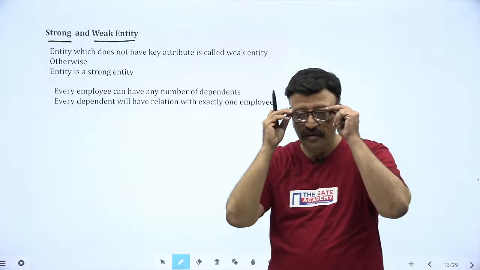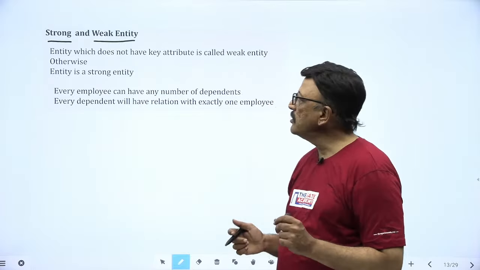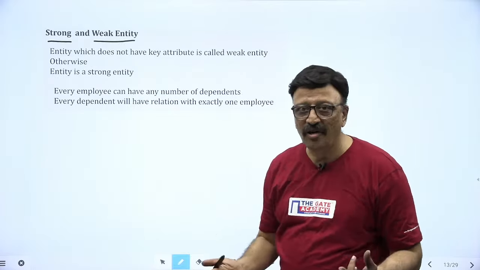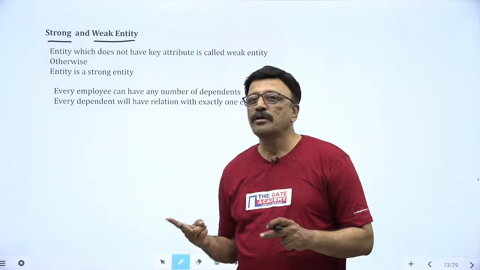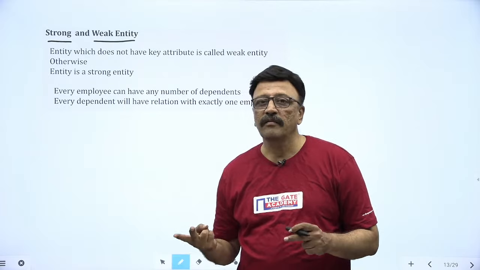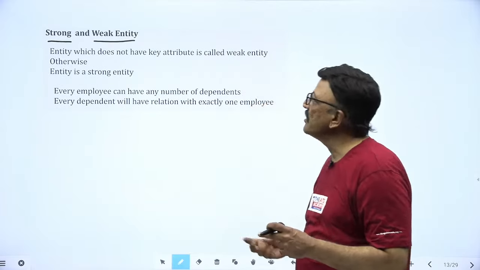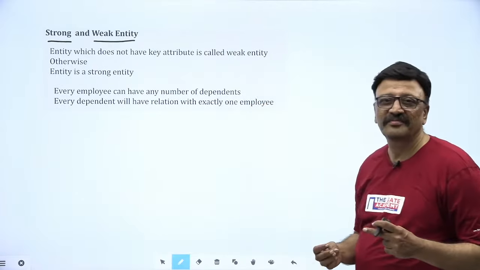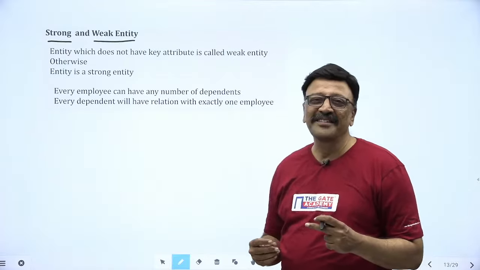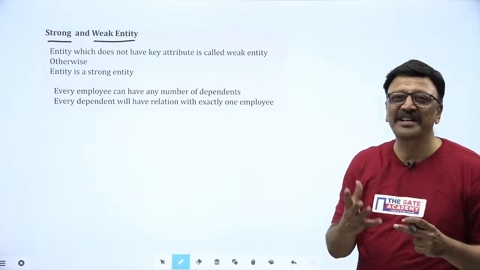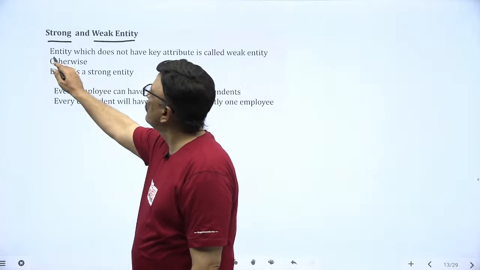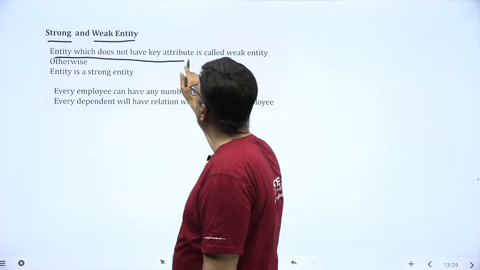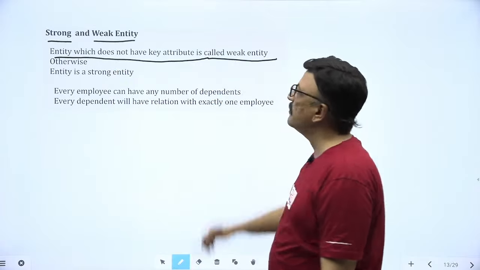Let's check. I'm talking about a place, a thing, or a person, a noun. There are 2 types, strong entity and weak entity. Now the definition is very easy, but we don't get satisfied with the definition, isn't it? But let's read out the definition. An entity which does not have a key attribute is called a weak entity.